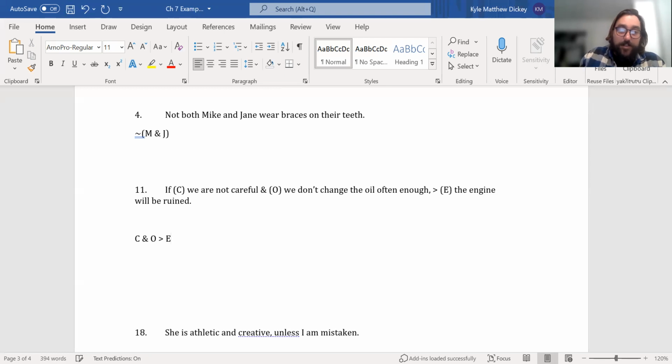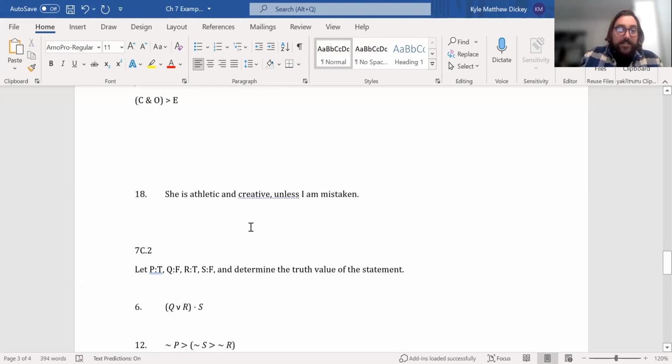So what we need to do is figure out where the parentheses go. And then the question is, okay, what does the statement say? It says, if we are not careful and we don't change the oil often enough, then the engine will be ruined. It's not the case that we're saying, if we're not careful, and if we don't change the oil often enough, then the engine will be ruined. No. The if comes out in front. So it's ultimately trying to tell you that these two statements need to be pinned together. And now we know this is the main operator, and this whole statement is an if-then statement. It's a conditional.